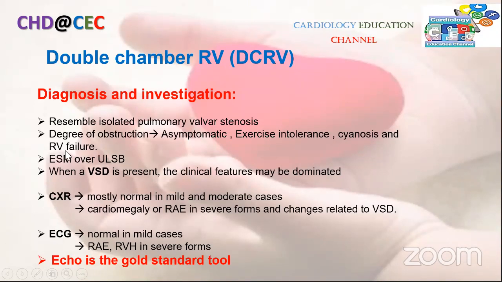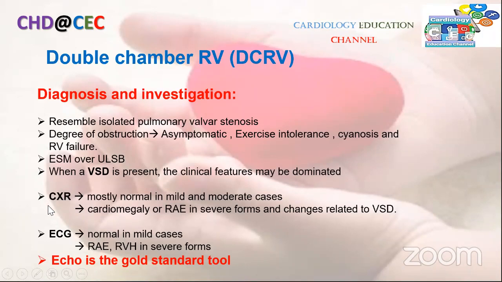On examination, you have an ejection systolic murmur over the upper left sternal border. When the VSD is present, the clinical features may be dominated by the VSD according to its size. So sometimes the patient is diagnosed with a VSD, and you can catch the DCRV presence with the VSD diagnosis.